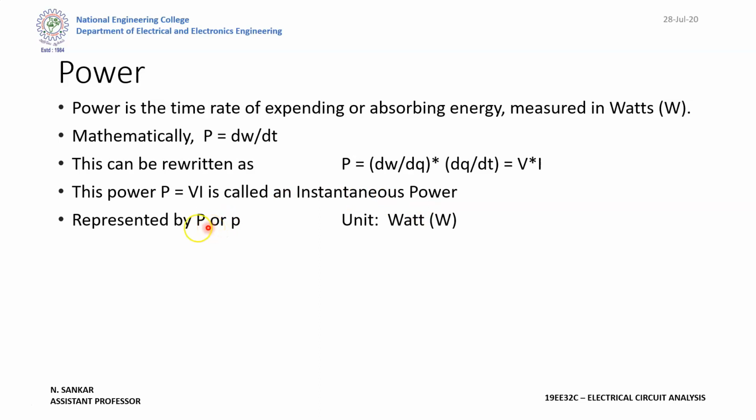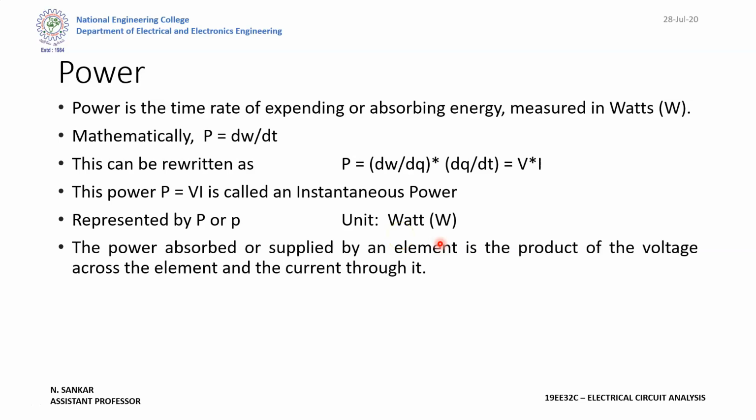We will represent power mostly as P or small p, but the unit will be watt. Mostly we will represent it in watt or kilowatt, sometimes megawatt. Based on the numerical value, you can vary it, either watt, kilowatt, megawatt, or sometimes milliwatt also.